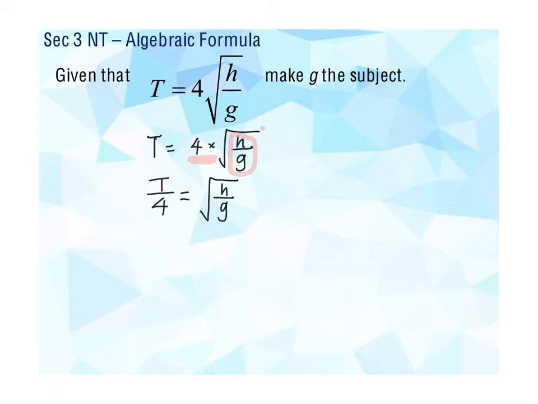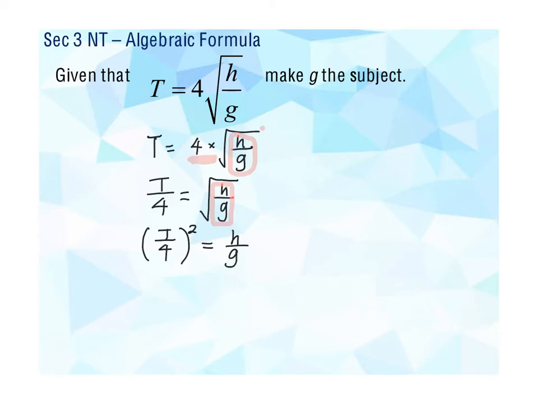Next thing, this is still H over G. The whole thing is trapped inside the square root sign. So what we need to do is to get rid of the square root. How do we get rid of square root? We need to do square. So we will need to square both sides. Now where will the square appear? It will appear on the left hand side. And we have to square the whole thing, T over 4 squared. And the moment we square this, the square root will disappear. We are only left with H over G.